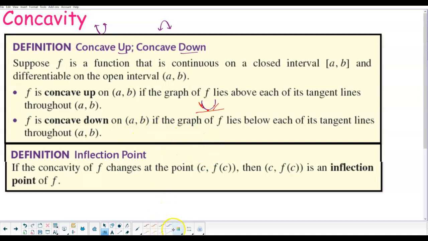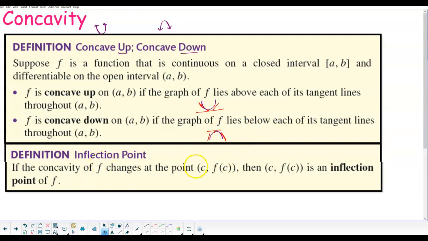Concave down is the same general idea, but instead of the tangent lines lying below, now the graph itself is below all the tangent lines. So here we're concave down, all the tangent lines lie above, so the function itself is below the tangent lines.